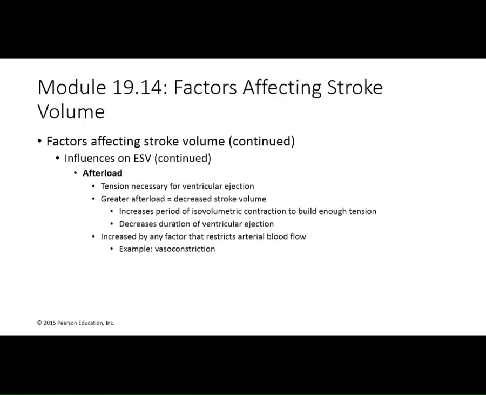A greater afterload is going to decrease stroke volume. If it takes more work for my heart to push blood out, then I will push out less blood. My stroke volume will go down. Now, what will cause increased afterload? Vasoconstriction. If your vessels are constricted, it's going to be more difficult for your heart to push blood into those restricted vessels. That's going to increase the afterload, and afterload will necessarily decrease stroke volume.